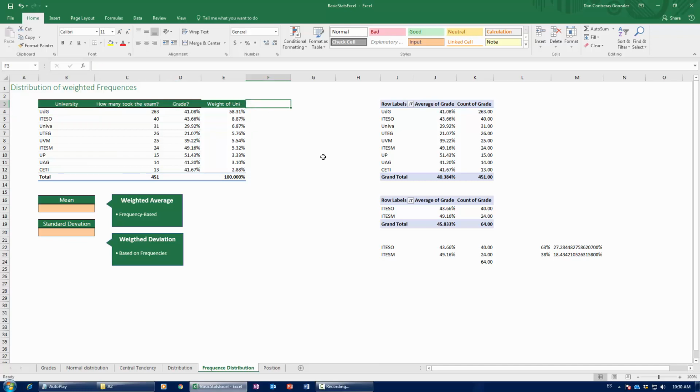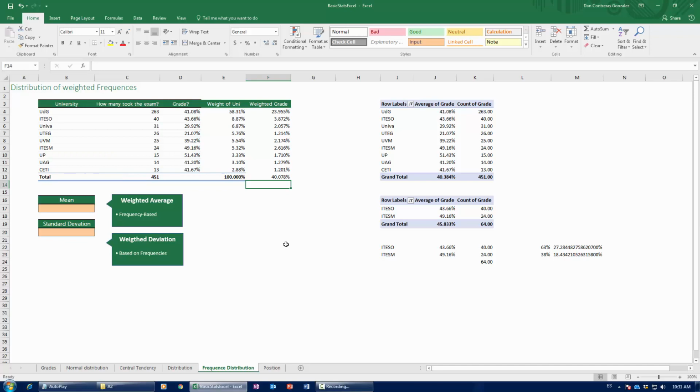Now, once I've calculated the weight, I need to do a new column called weighted grade, in which I will multiply the weight of the university times the actual grade. And there we go. Now, this is much more amenable to calculating the weighted average. So the weighted average in this instance is going to be 40.078%. And I'd probably be right. I mean, that's close enough for comfort.